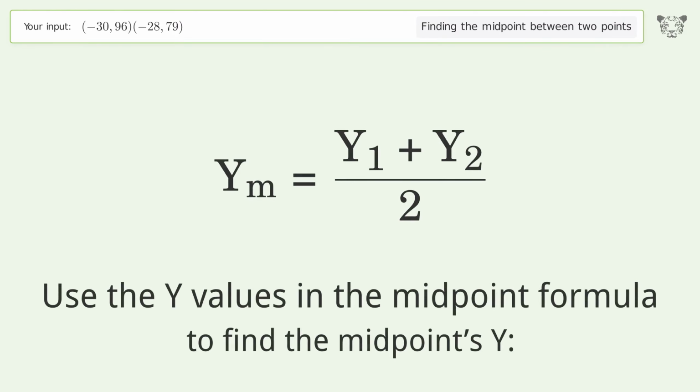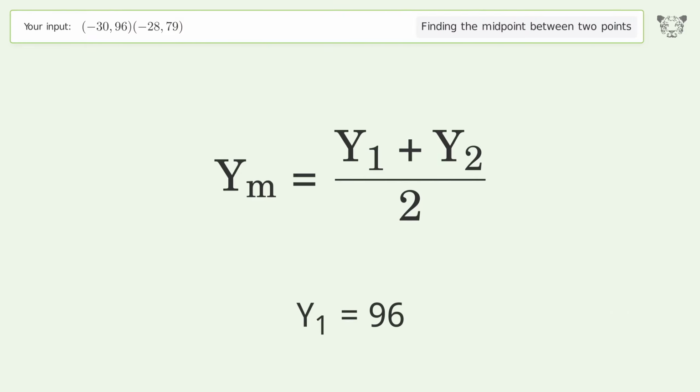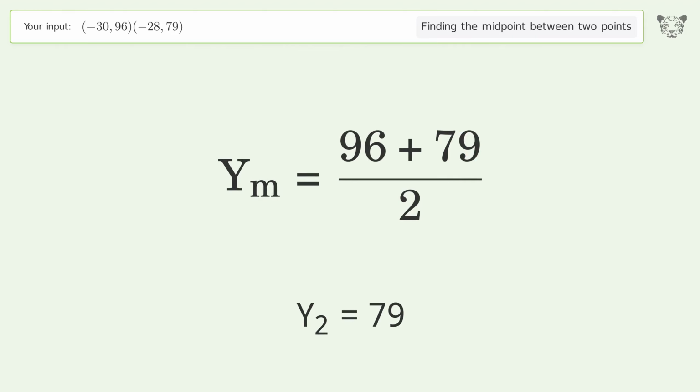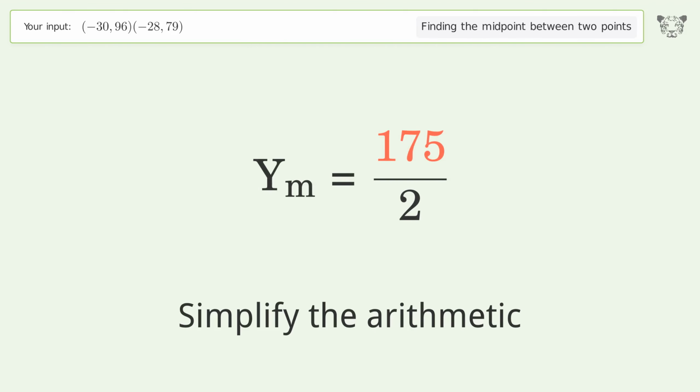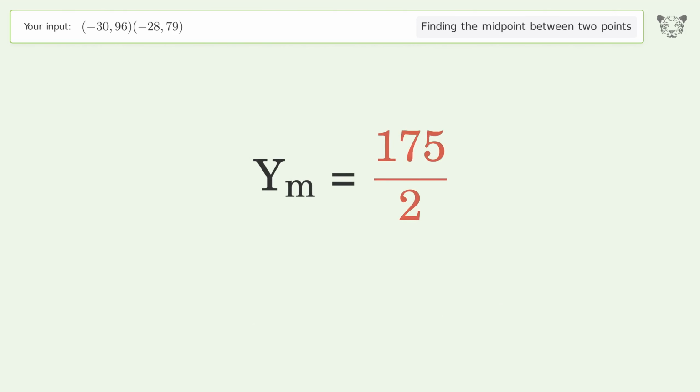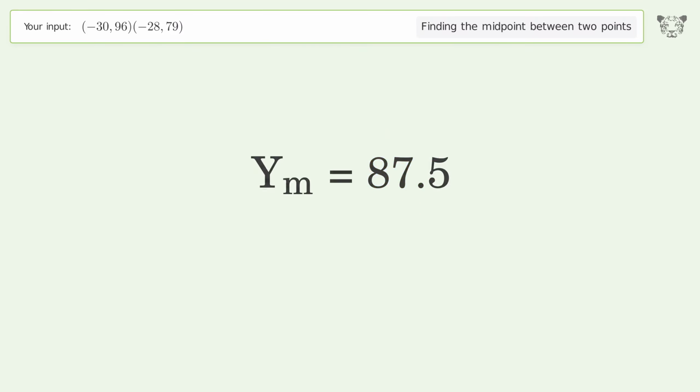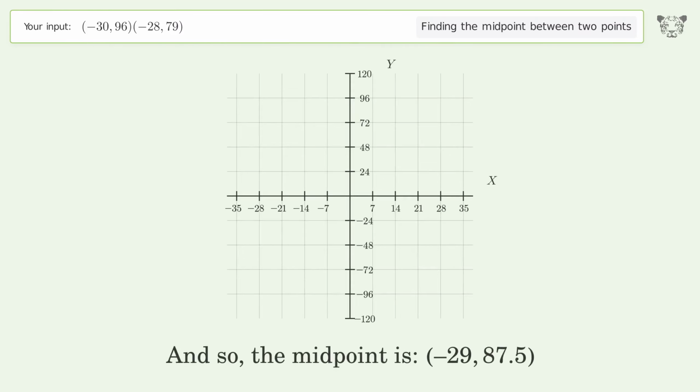Use the y values in the midpoint formula to find the midpoint's y. y1 equals 96. y2 equals 79. Simplify the arithmetic. And so, the midpoint is -29, 87.5.